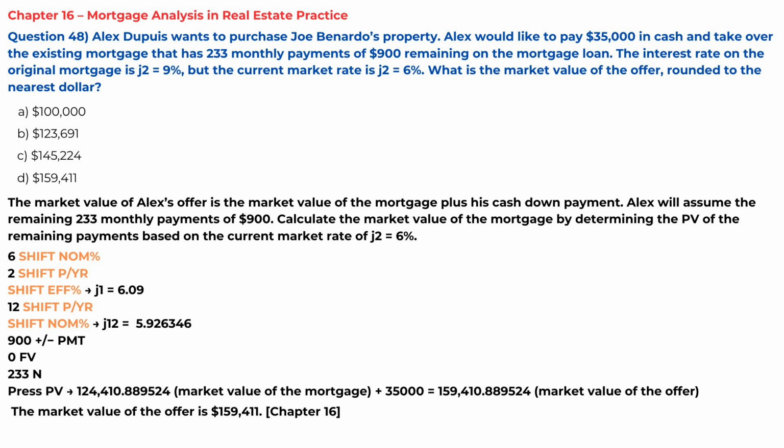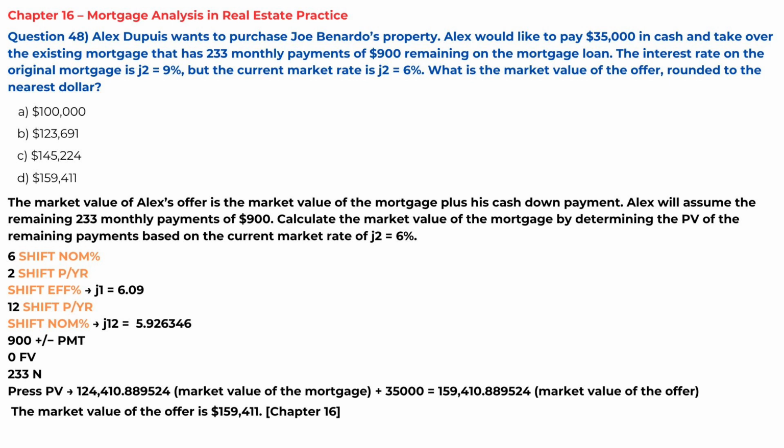The market value of Alex's offer is the market value of the mortgage plus his cash down payment. Alex will assume the remaining 233 monthly payments of $900. Calculate the market value of the mortgage by determining the PV of the remaining payments based on the current market rate of J2 equals 6%. 6 Shift NOM, 2 Shift PYR. Shift Effective. Calculator stores J1 equals 6.09. 12 Shift PYR. Shift NOM.